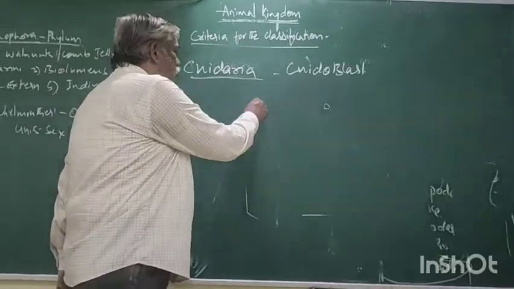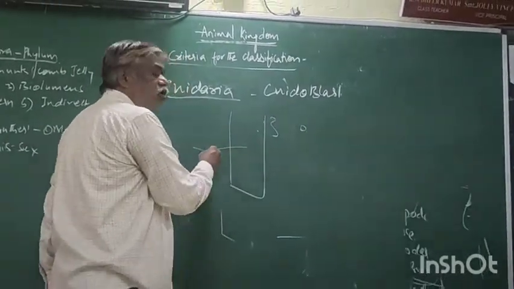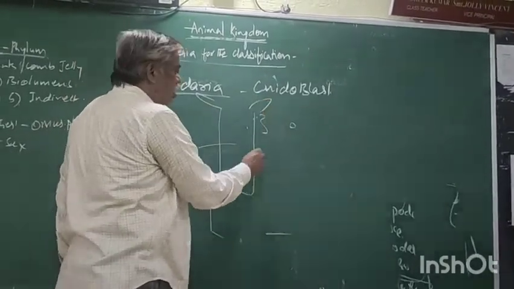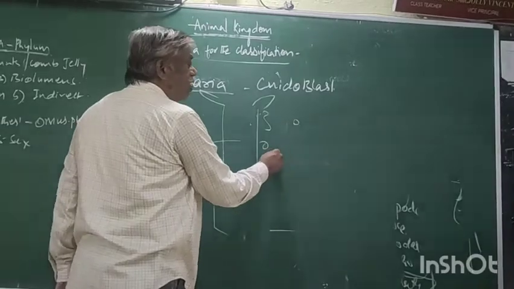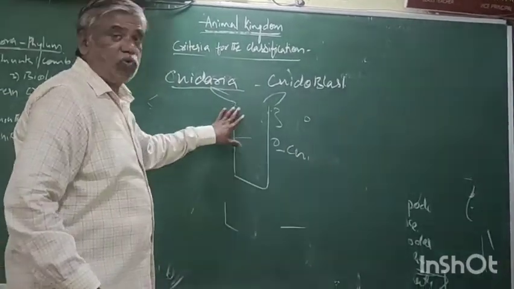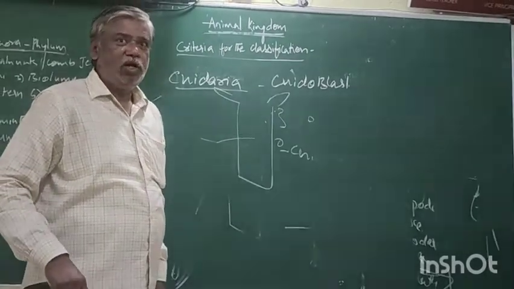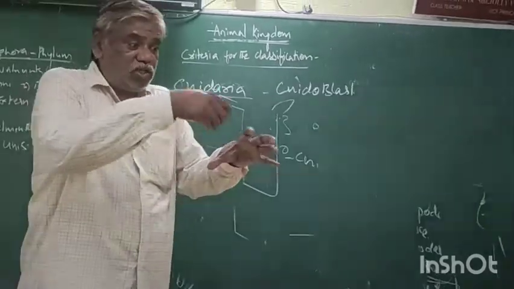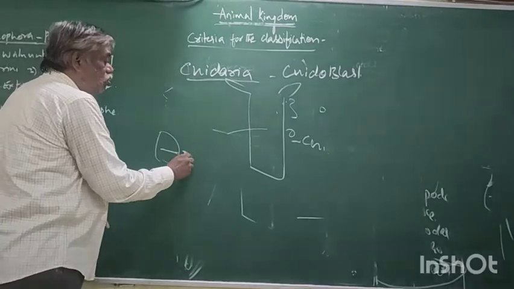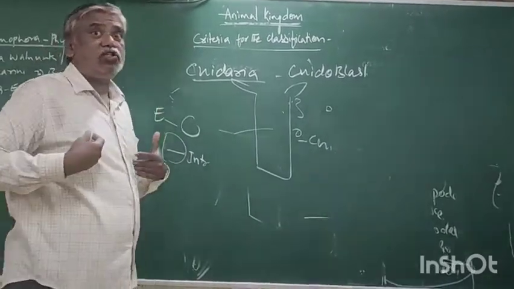Now, the body contains two layers, ectoderm and endoderm. The cavity is called the gastrovascular cavity. The entire surface of the body has specialized cells called cnidoblasts. The most important feature is the type of digestion. You know the types of digestion. Generally, there are two types: within the cell is intracellular digestion, outside the cell is extracellular. Our digestion is extracellular.